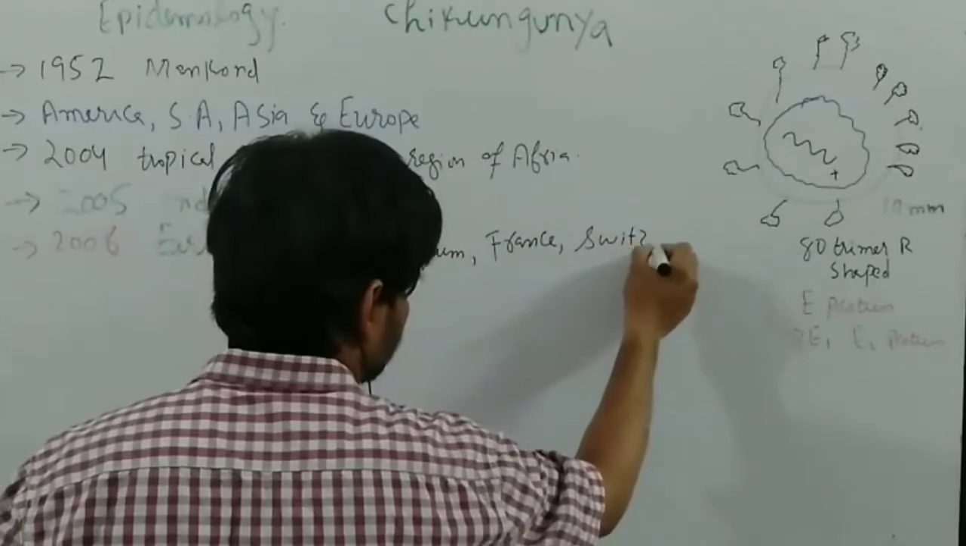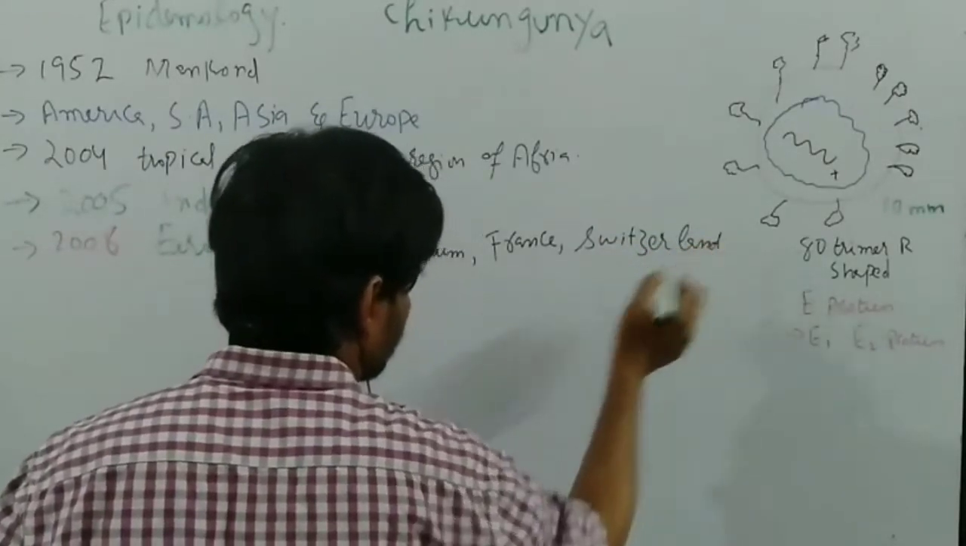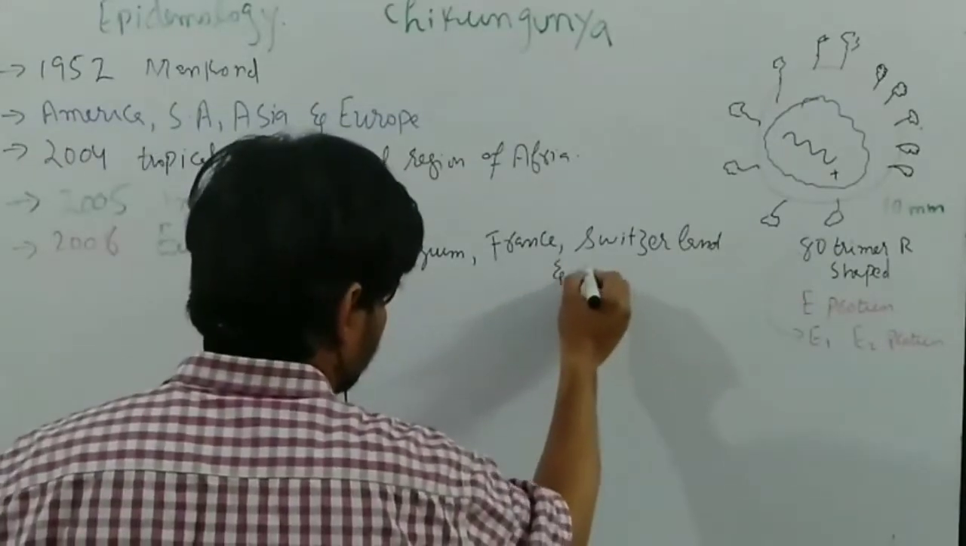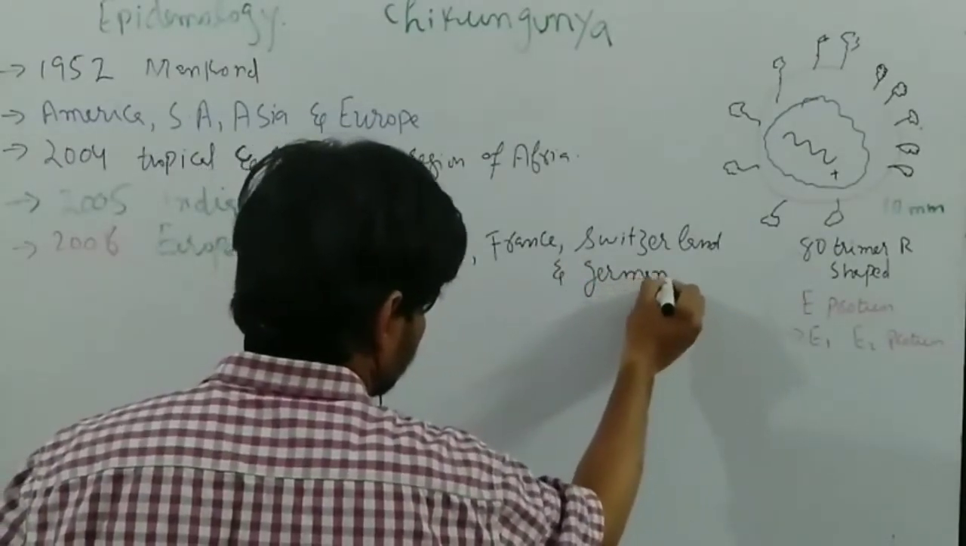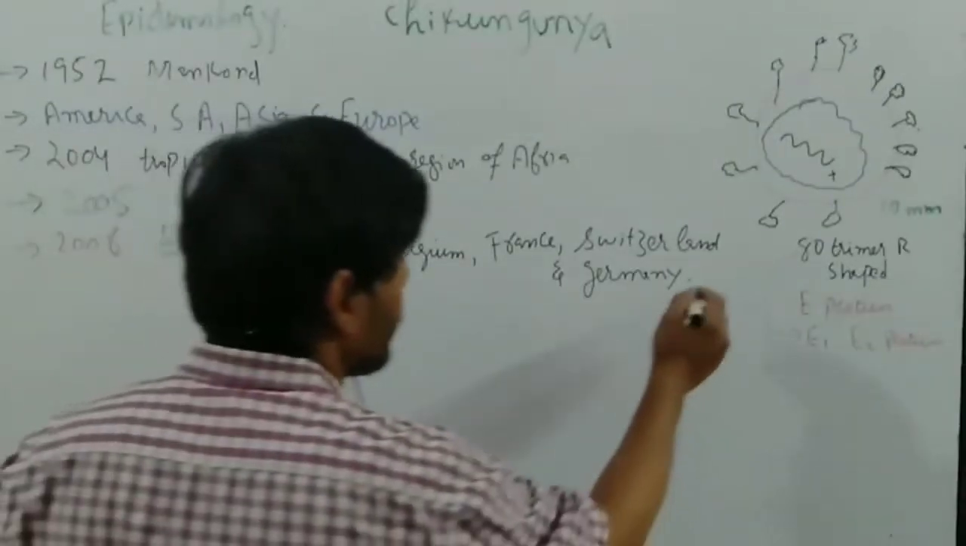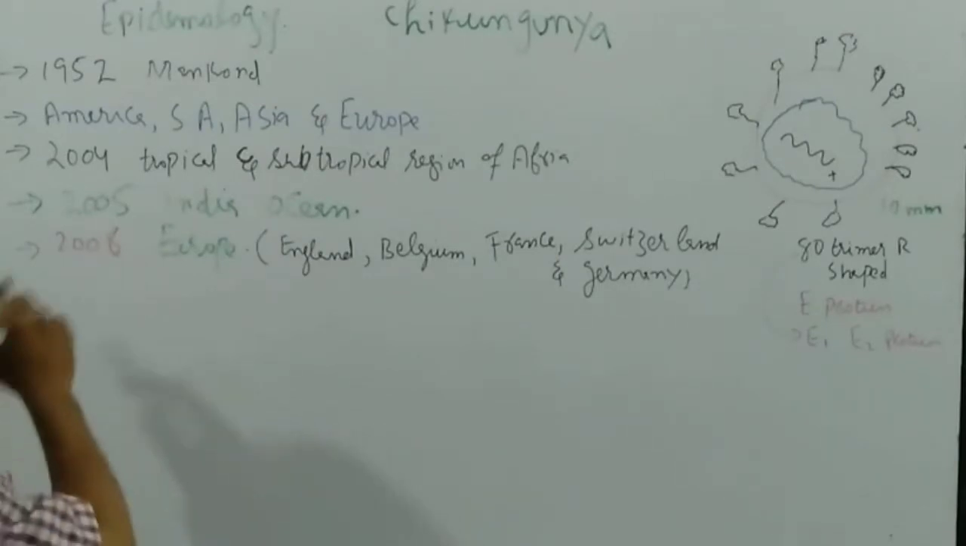Then in 2006, this disease was observed in European countries. And usually in Europe, this disease was observed in England, Belgium, France, Switzerland, and Germany. So these are the European countries which were affected by Chikungunya disease.